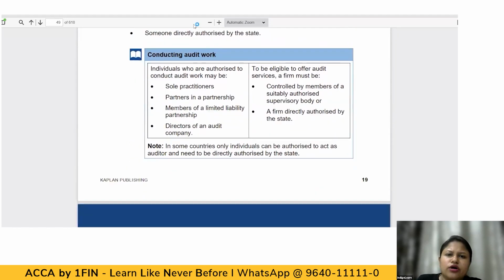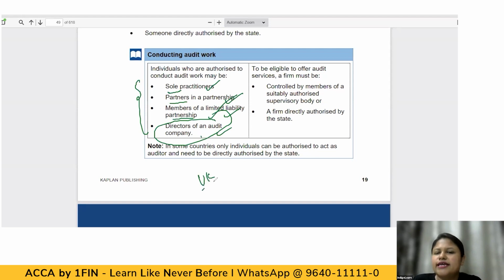Then, conducting of the audit work, who can do it? Sole practitioners, partners, LLPs and directors of an audit company. But understand, in India, to be precise, sole practitioners can, partners can, LLPs can. But a company cannot do the audit. In India, we have a ban, or a disqualification, of body corporates performing the audit, except for LLPs. So here we say the audit company; in India, it is not allowed.